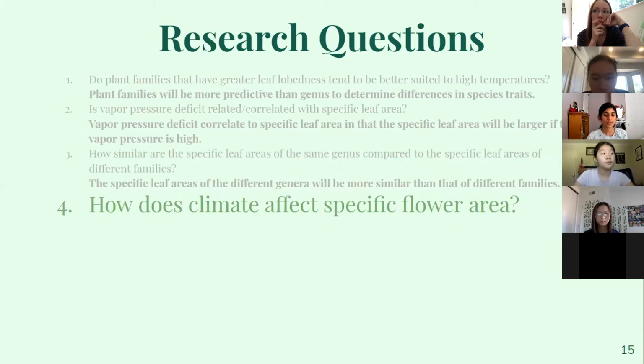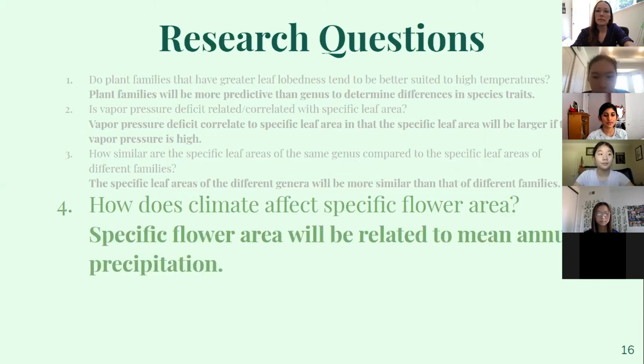My research question is, how does climate affect specific flower area? My hypothesis is that specific flower area will be related to mean annual precipitation.